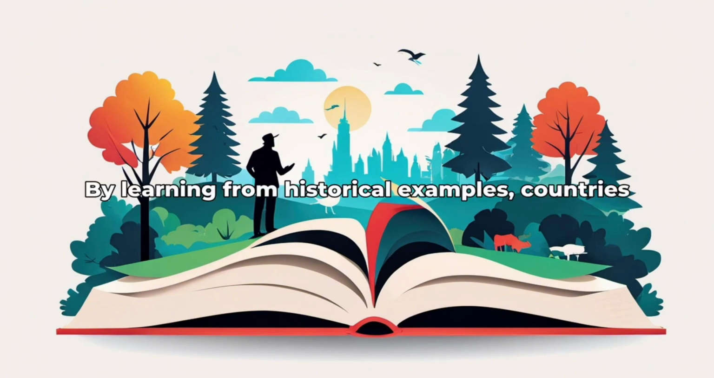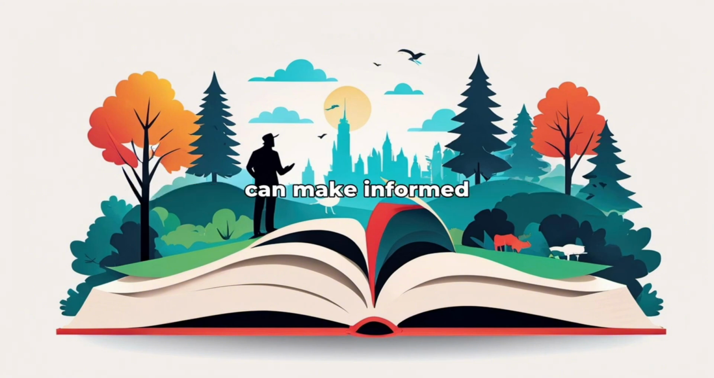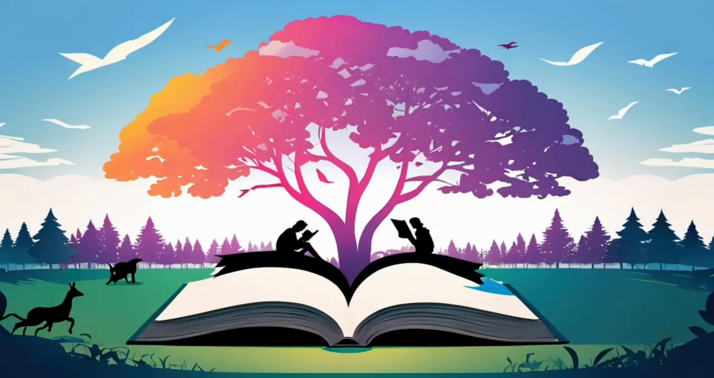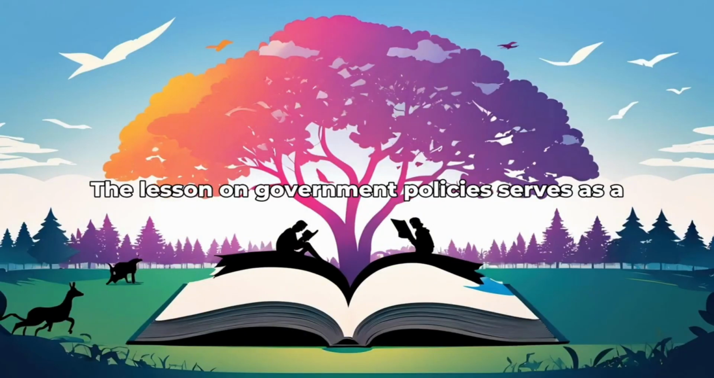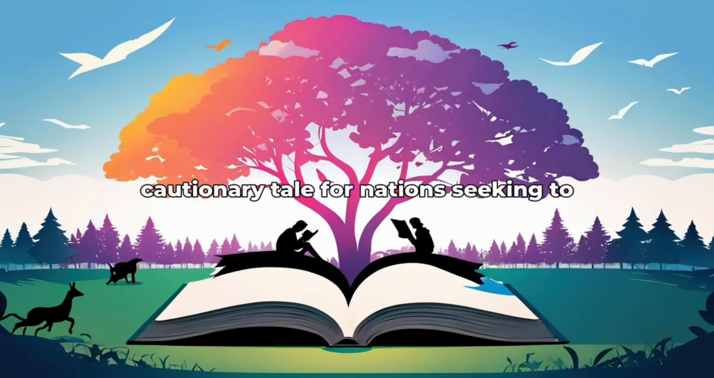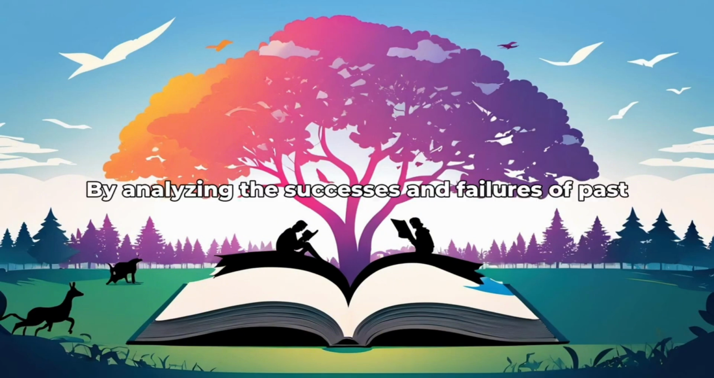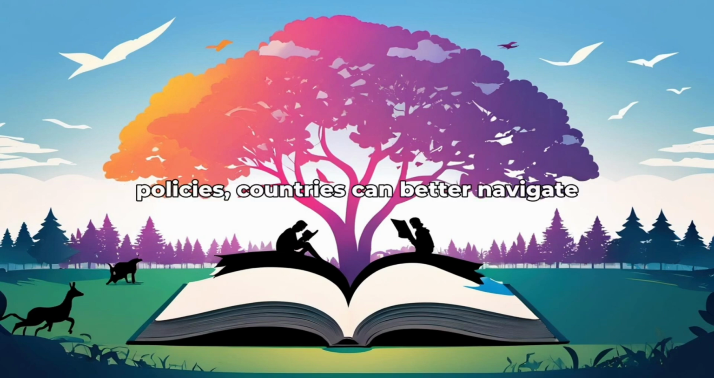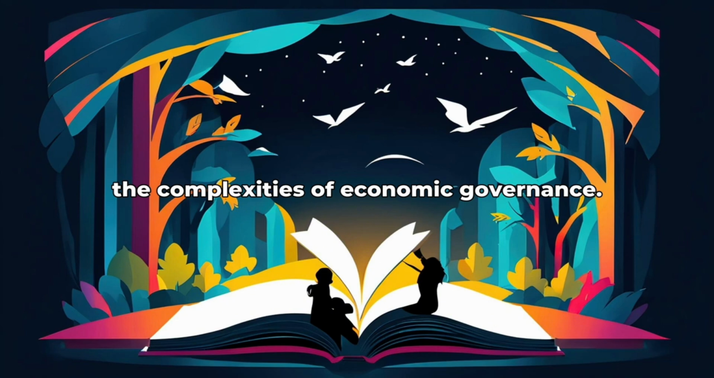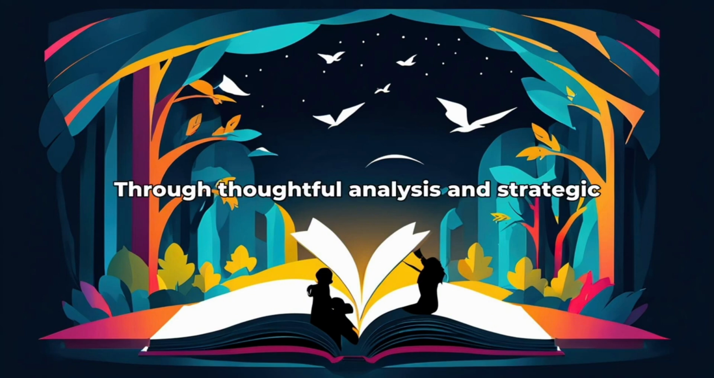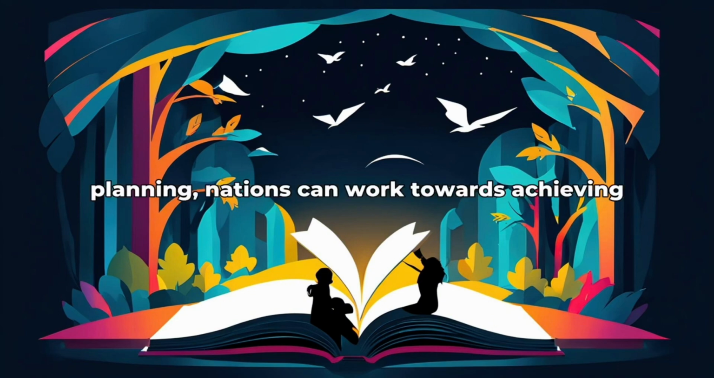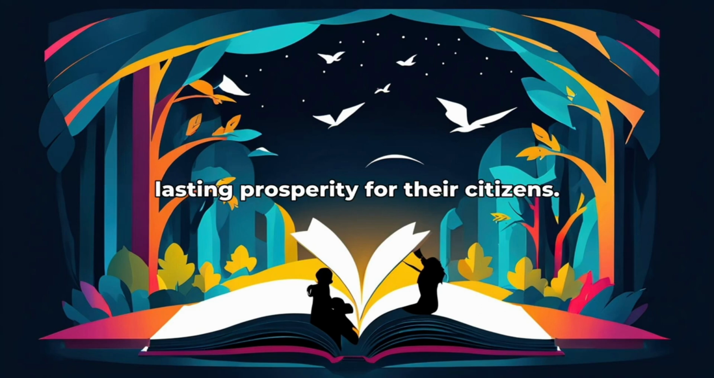By learning from historical examples, countries can make informed decisions to promote sustainable economic development. The lesson on government policies serves as a cautionary tale for nations seeking to improve their wealth and standard of living. By analyzing the successes and failures of past policies, countries can better navigate the complexities of economic governance. Through thoughtful analysis and strategic planning, nations can work towards achieving lasting prosperity for their citizens.